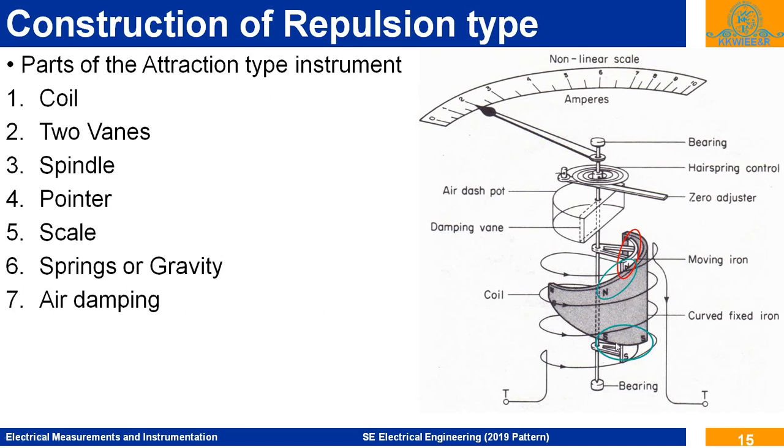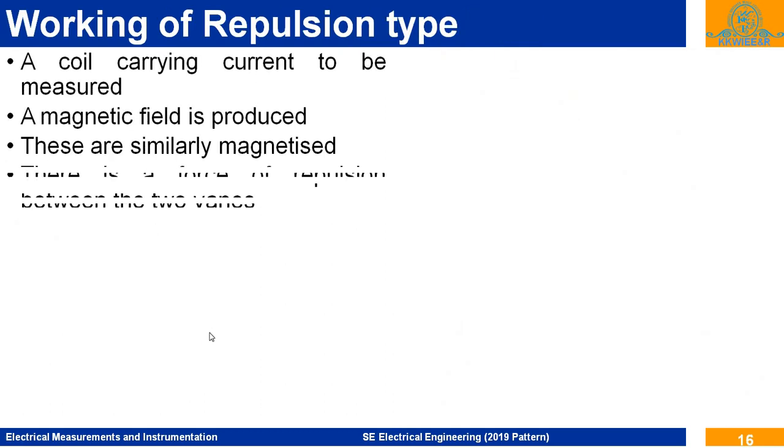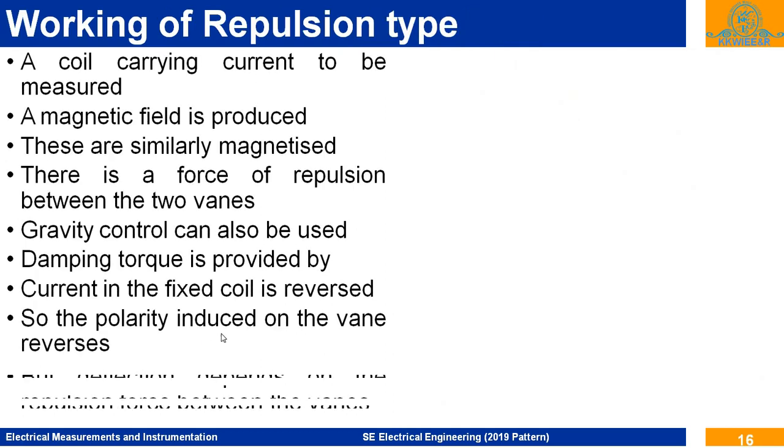The south poles will repel each other, and the north poles will repel each other, and in this way these two vanes will move. They will repel each other. So this is called repulsion. Now we'll see the details in the working. So these are the various parts of the repulsion type instrument.